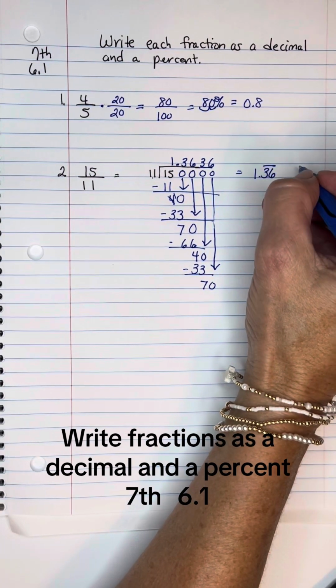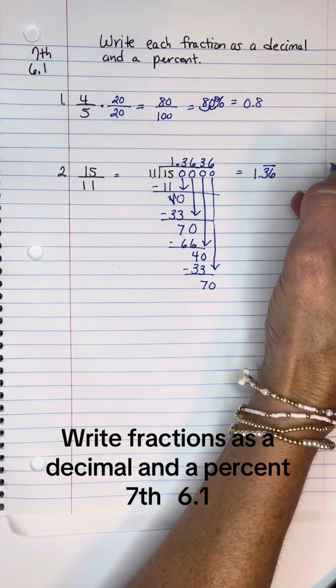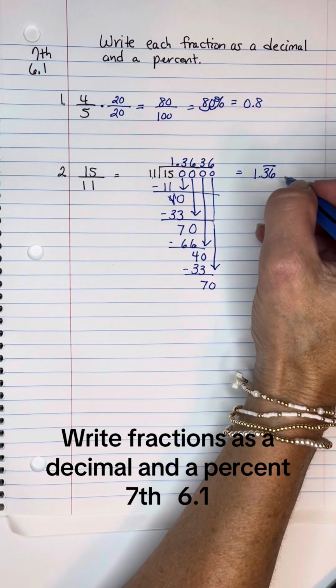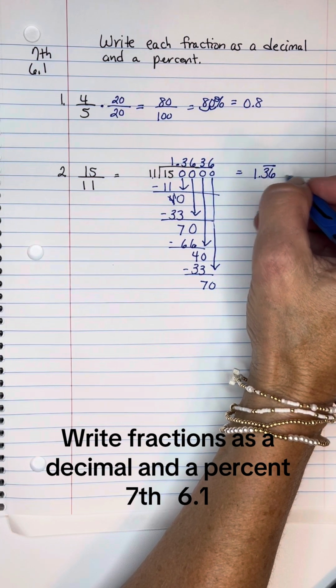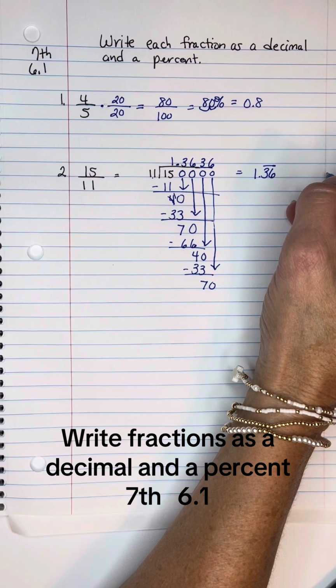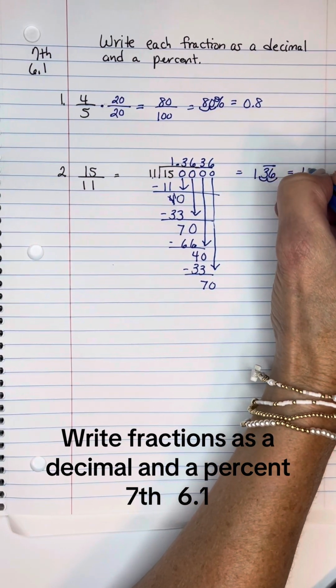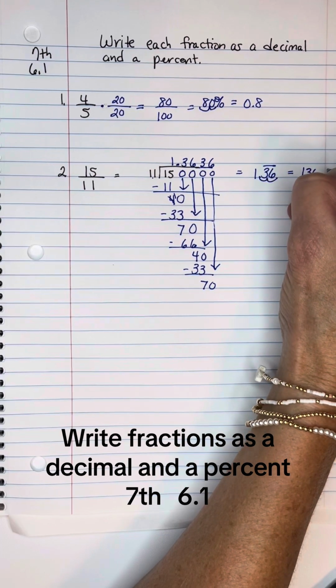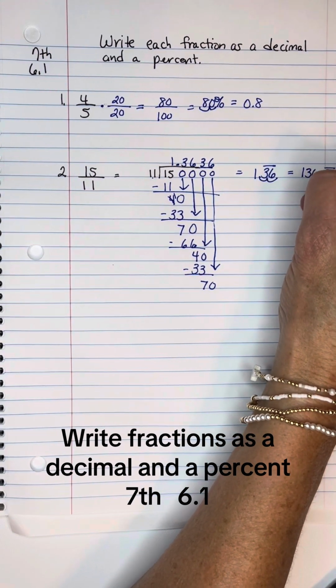Now that is your decimal. Now let's turn it into a percent. If we want a percent and we have a decimal, we have to go 2 places to the right. So that will be 136.36 repeating percent.